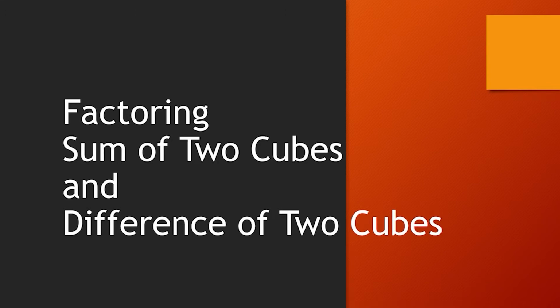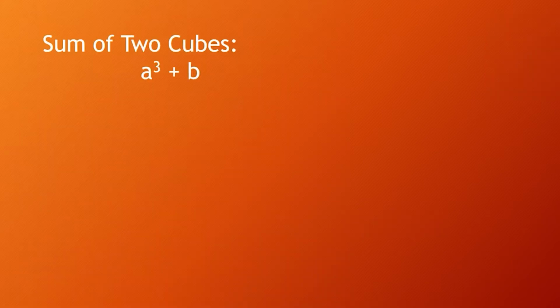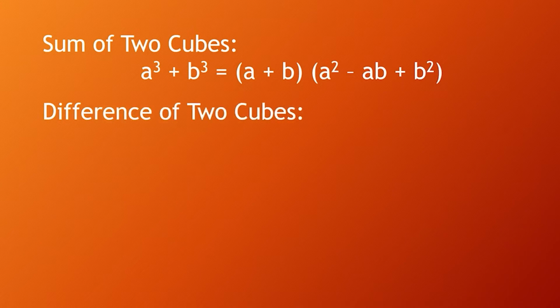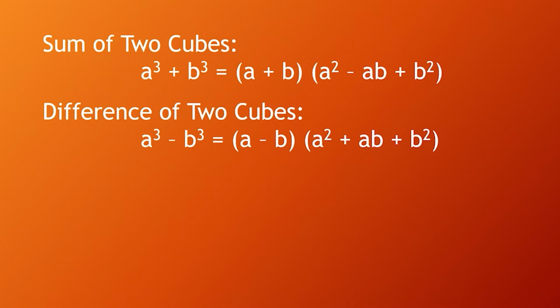Let's take a look at the following. For sum of two cubes, we have a cube plus b cube is equal to the quantity of a plus b times the quantity of a squared minus ab plus b squared. For the difference of two cubes, we have a cube minus b cube is equal to the quantity of a minus b times the quantity of a squared plus ab plus b squared.